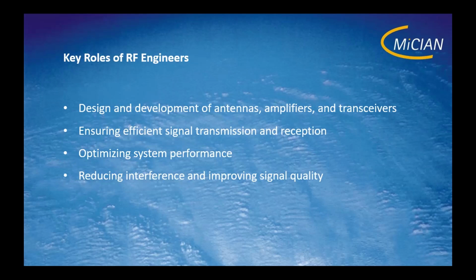What are the key roles of RF engineers? As an RF engineer, what do you have to do? Basically, you have to design and develop components, which lie, as I said before, in the frequency spectrum of 3 kilohertz to 300 gigahertz. Those components are antennas, amplifiers, and transceivers. A transceiver example I showed you in the previous slide. And then you have to ensure the transmission and reception signals are efficiently transmitted or received.